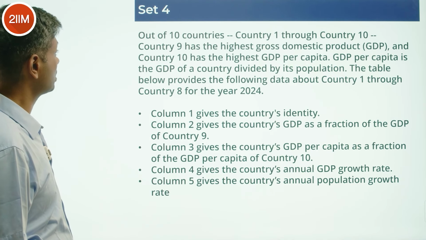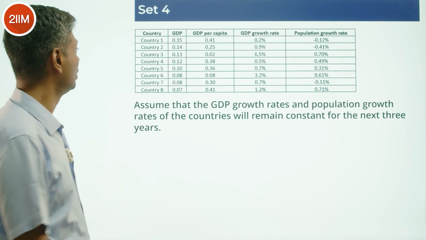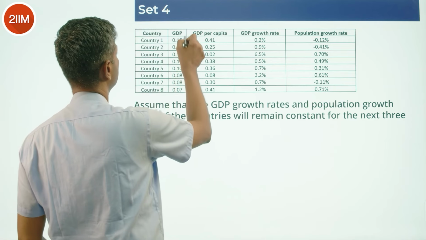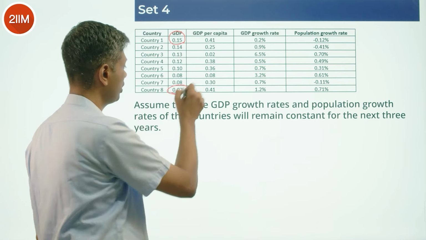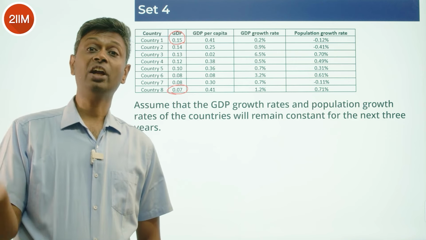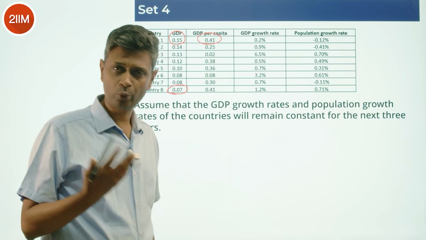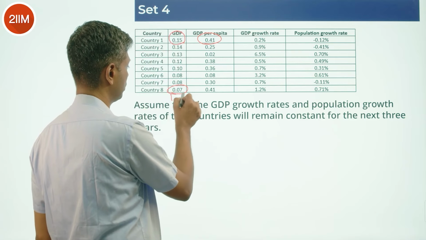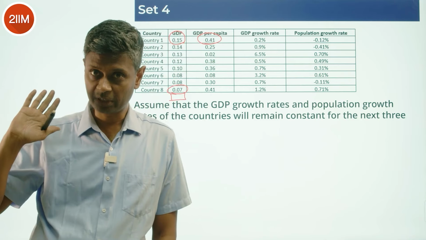Country 9 has the highest gross domestic product. Country 10 has the highest GDP per capita. So if country 9's GDP were 100, then country 1's GDP would be 15, 0.15 times 100. Country 8 GDP would be 7, 0.07 times 100. Country 10's GDP per capita, if that were 1000, then GDP per capita would be 410, 0.41 into 1000. And so country 9 is the benchmark for this maximum GDP. Country 10 is the benchmark for GDP per capita, maximum GDP per capita.